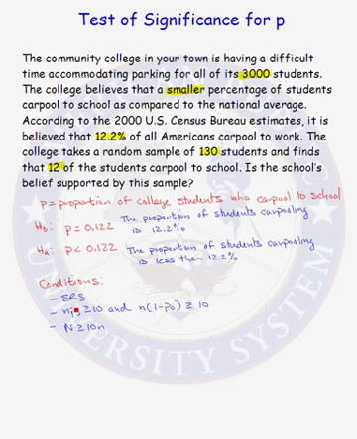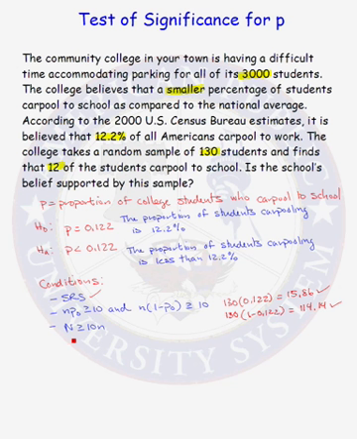Do we have a simple random sample? Well, it says the college takes a random sample. We will assume that that random sample is a simple random sample. What is N times P naught? That's 15.86, which is greater than 10. N times 1 minus P naught is 130 times 1 minus 0.122, which equals 114.14, which again is greater than 10. So our second condition is met.